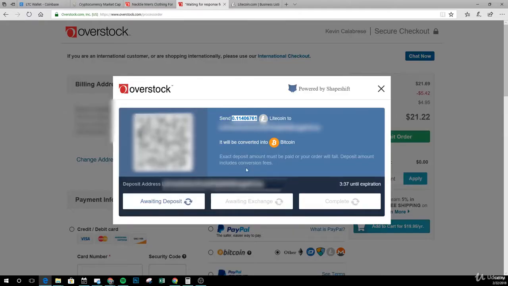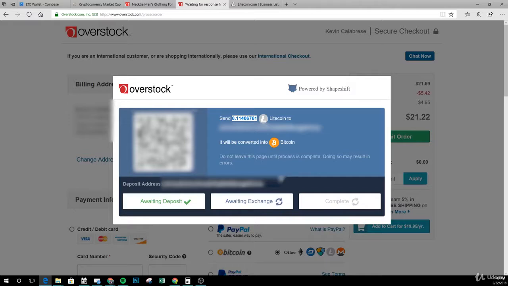Now going back to Overstock, it is awaiting the deposit. And now there is a check mark next to awaiting deposit, which looks good. It's awaiting the exchange now, and that might take a second here. Of course, there's also a QR code that you could have used if you were on mobile, so that you wouldn't have to manually type in this address, which is pretty long.